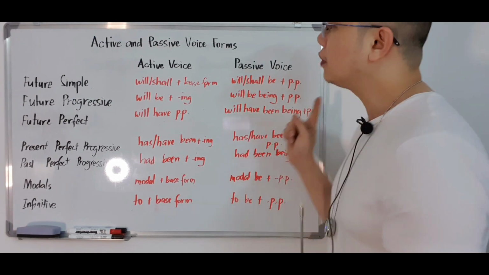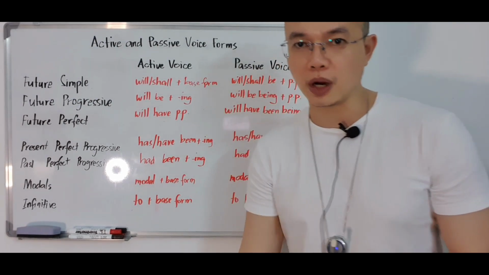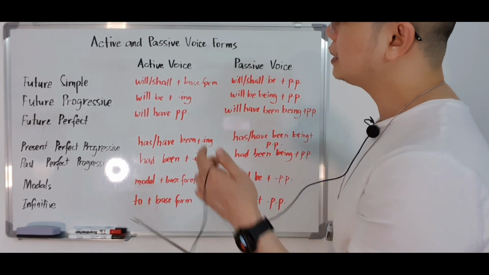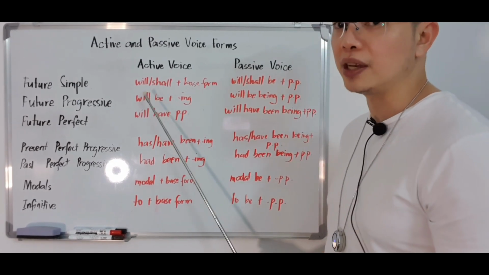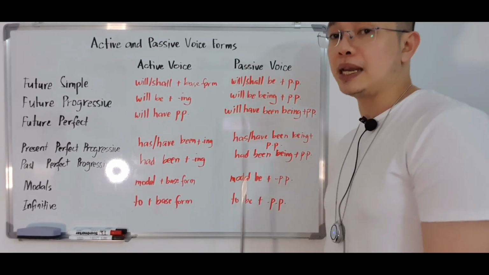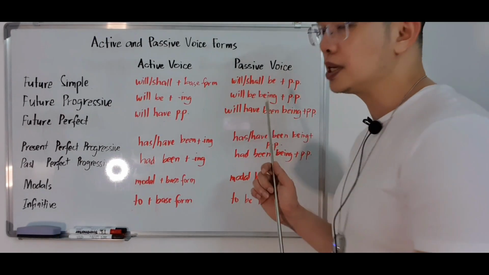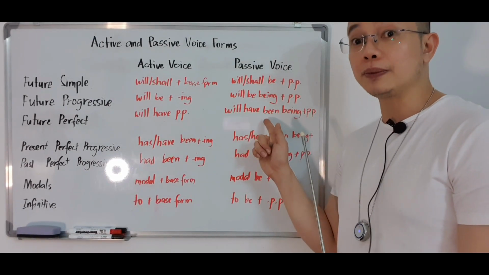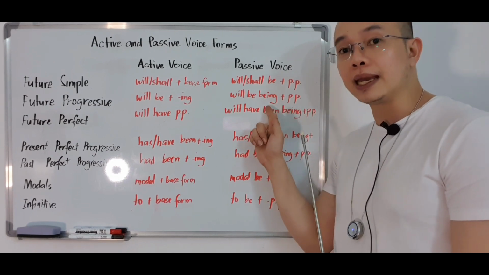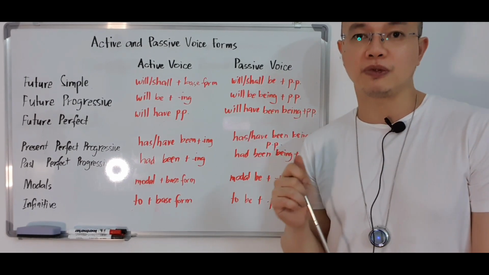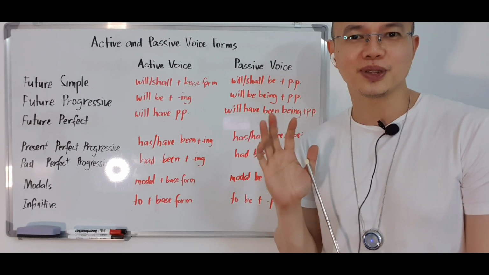Okay. Now for the future progressive, you will have will. Of course, you can also use shall anyway. Be plus the ing form of the main verb, and then in the passive voice you will have will be being plus past participle form. Kind of difficult to remember, right?